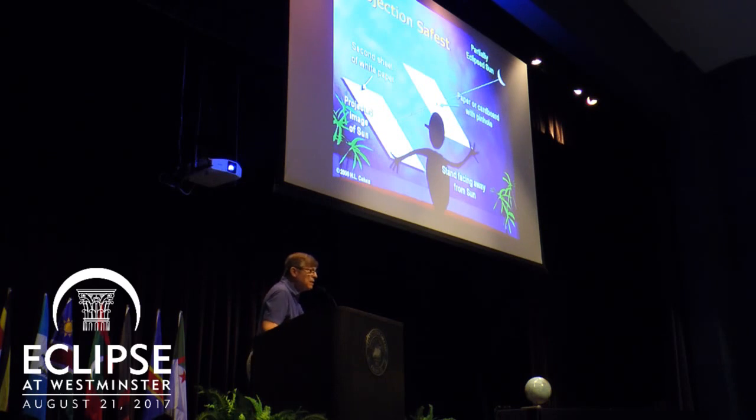Now, if you didn't use glasses or want to use glasses, you may also use this pinhole projection onto some sort of screen. I have done that, and it works very well. You can see partial eclipses very easily this way, but you can also see the totality when it occurs as well. That's the safest way to view what we're hoping to see today.